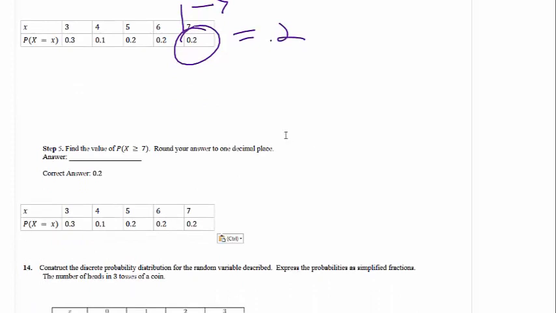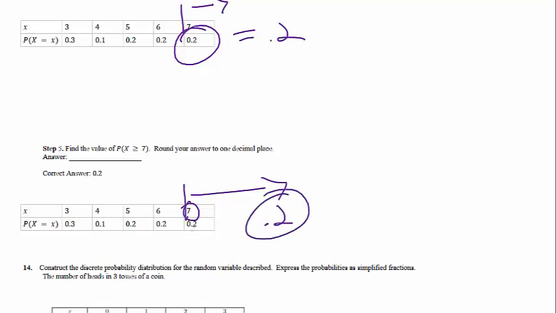What is the probability that x is greater than or equal to 7? So here's 7. And because it says equal to 7, I'm going to include the 7. It's asking for everything that's bigger than that, so I draw my line in the same place. And the answer is still 0.2. It's still just that one.